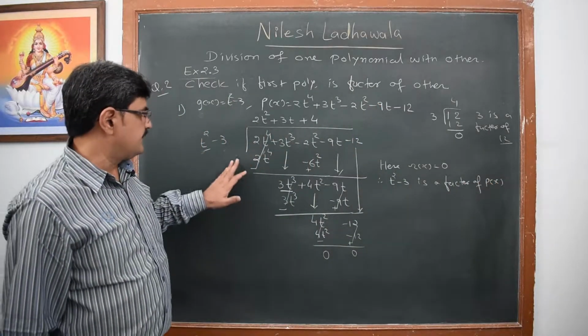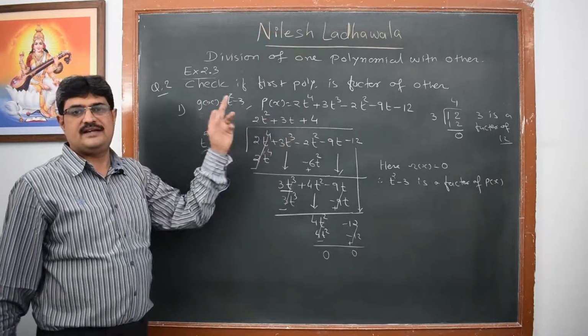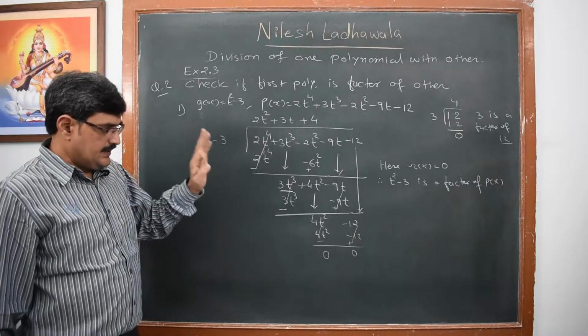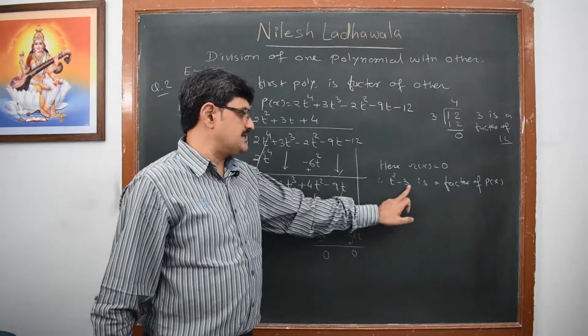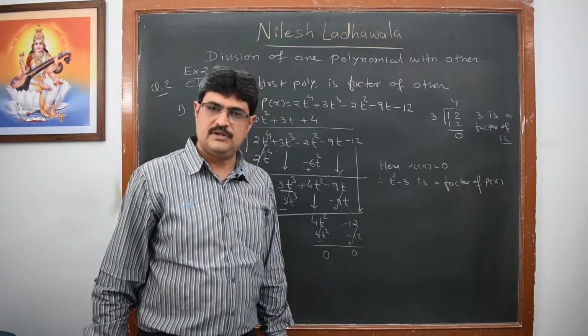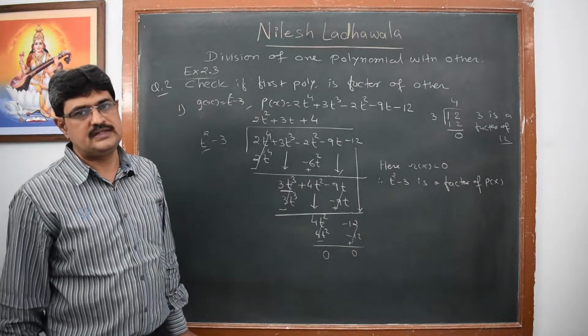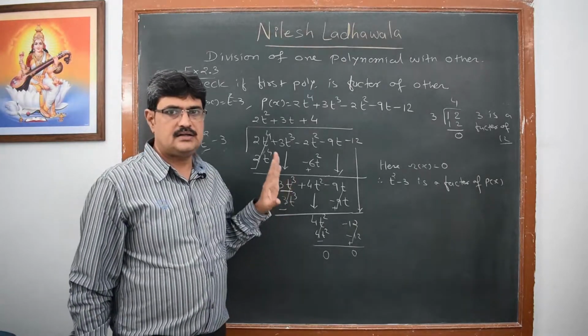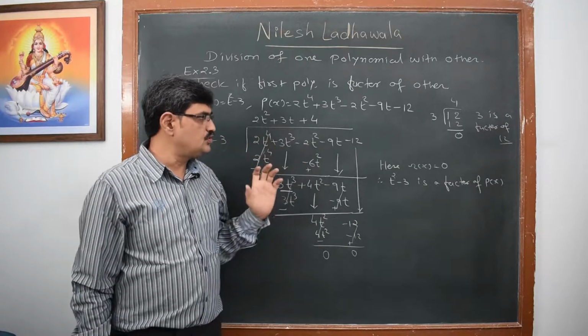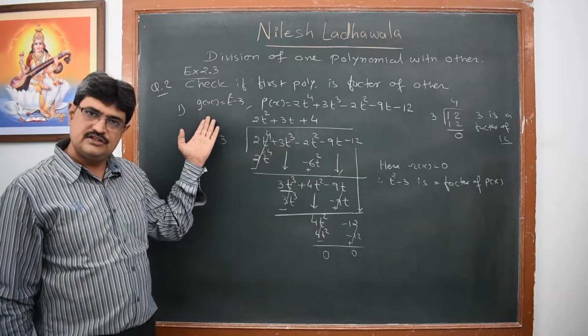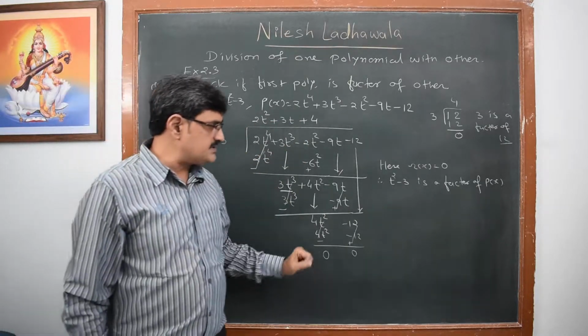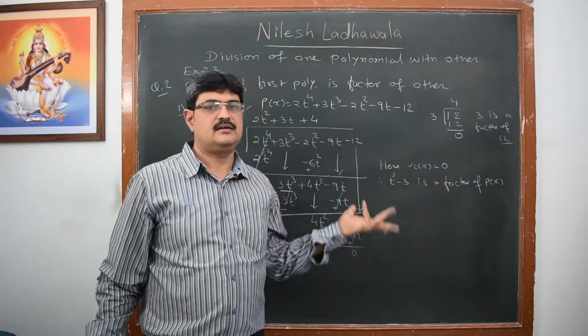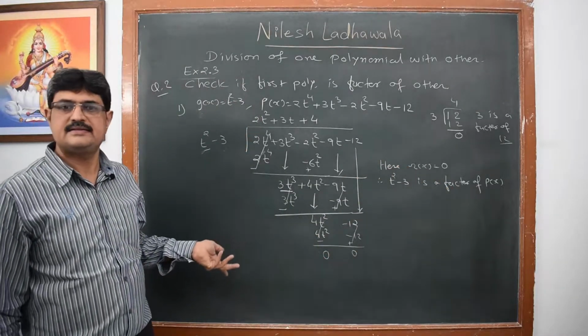So in every sum you have to divide p of x with g of x. If you get remainder 0, you can say that it is a factor of p of x. In this way we can do it easily. Here the second and third sum are same, so you have to divide p of x with g of x. If you get remainder 0, you can write that it is a factor. If not, you can say it is not a factor.